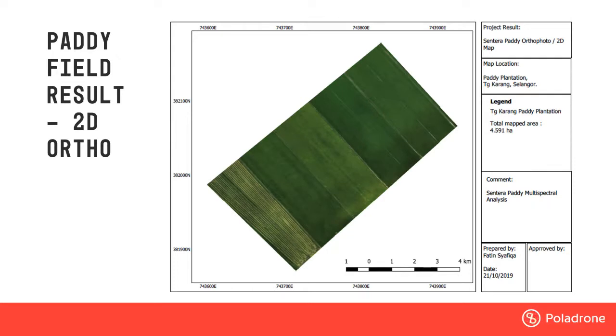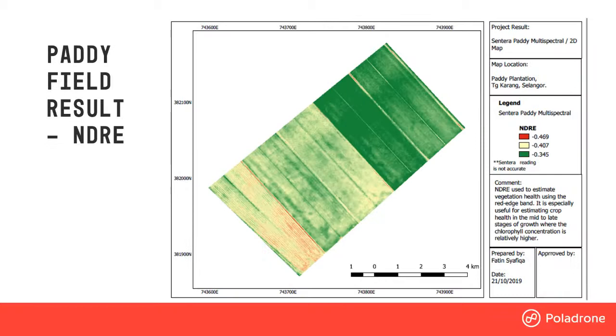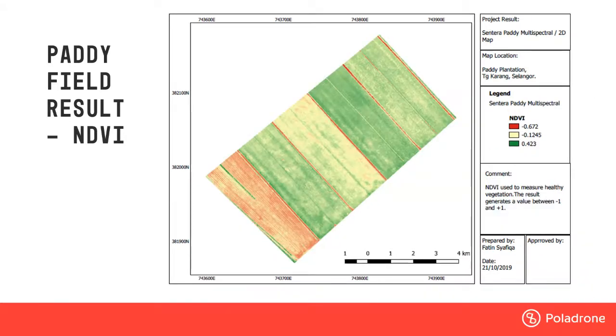The first one is the 2D auto mosaic map, which is the normal view, or the RGB view from our eyes. The second one shows the NDRE, which is one kind of analysis used to estimate vegetation health by using the red edge band. So it's very useful for estimating crop health in the mid to late stage of growth, where chlorophyll concentration is relatively higher. This one is referring to paddy crops.